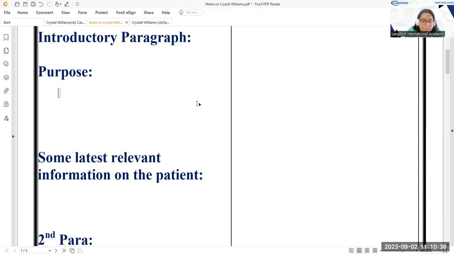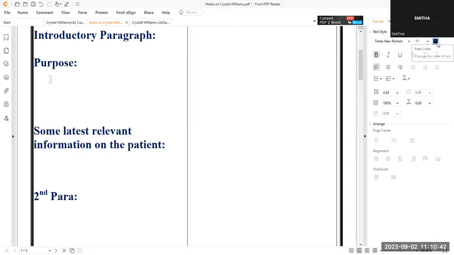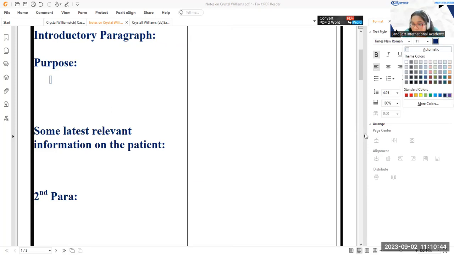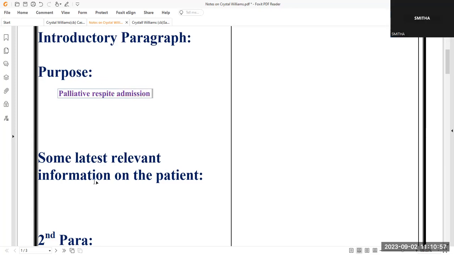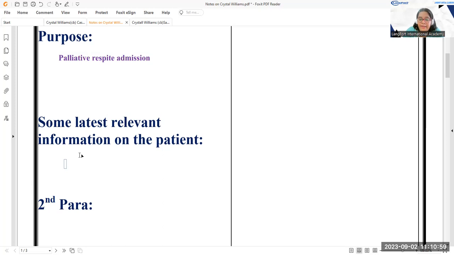Purpose. What is the purpose for today? Respite admission. Palliative respite admission. So I'll include that. Then what else? Some latest relevant information. What information can I include in the intro itself? What can I include?